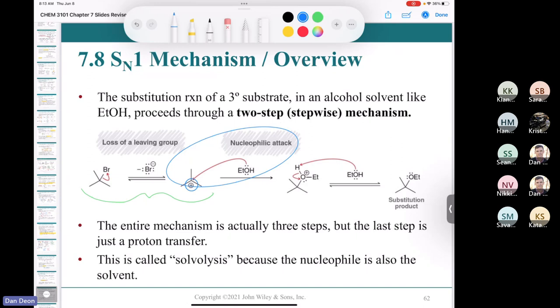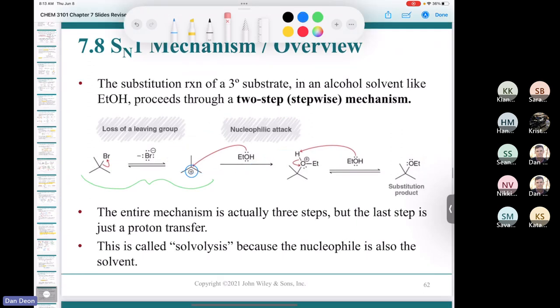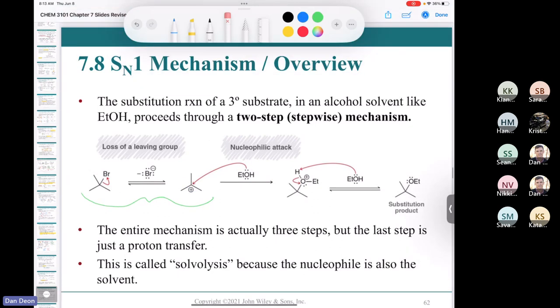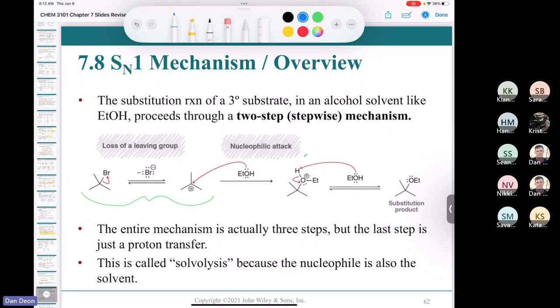And so the lone pair on the oxygen of our ethanol molecule is going to be attracted to that carbocation, and we get a nucleophilic attack. You form an oxonium ion. So this is an oxonium. And then the solvent, which is also your nucleophile, comes in and acts as a base and does a deprotonation. And there you go.